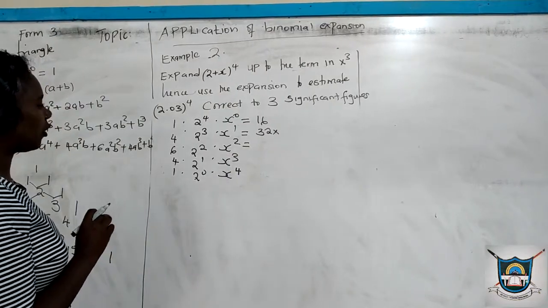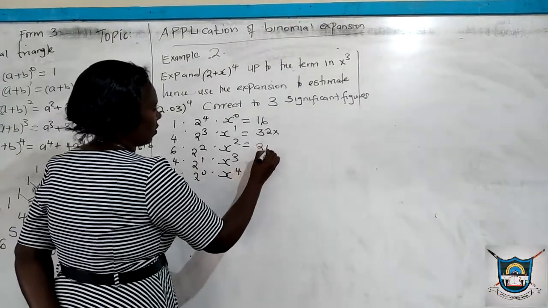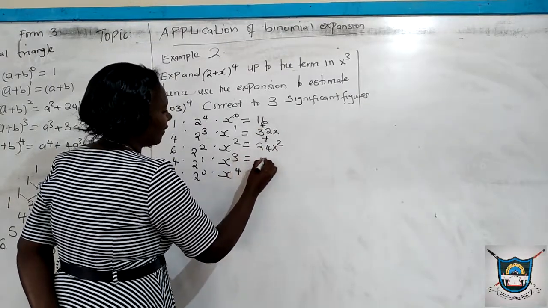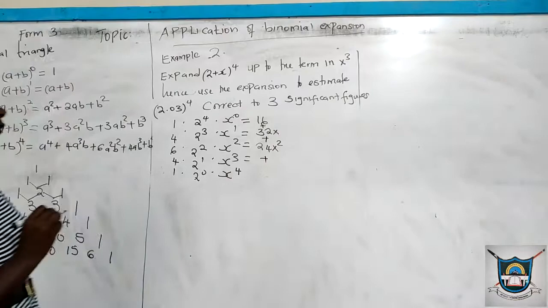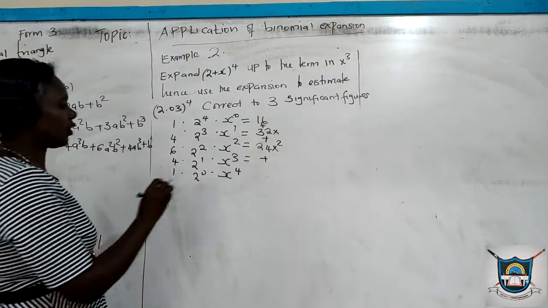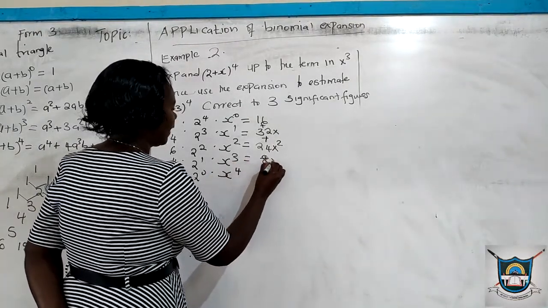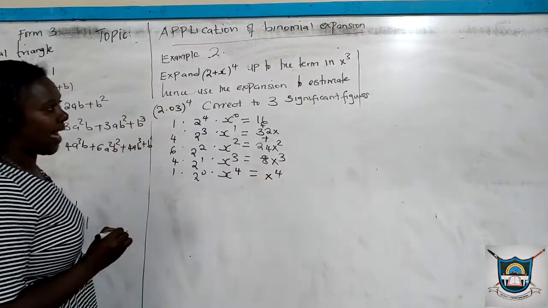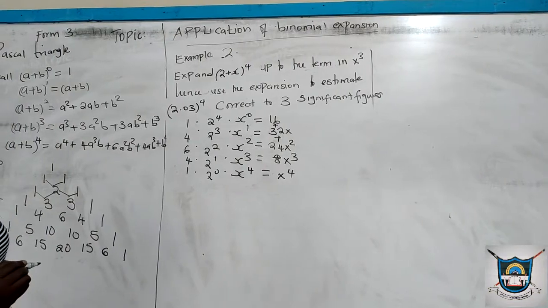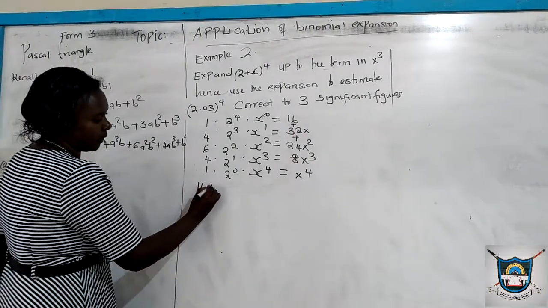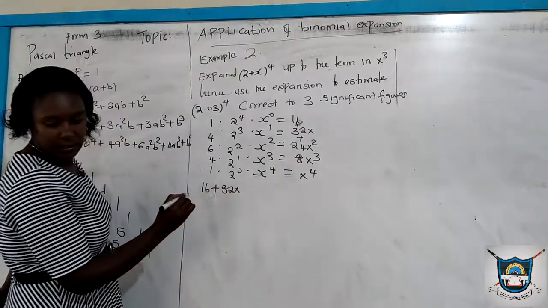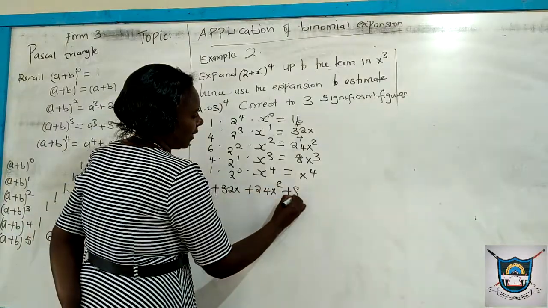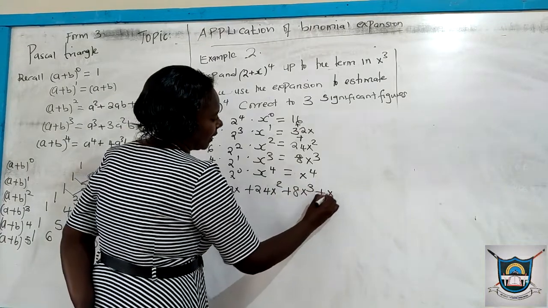2 to the power 2, 4 times 6, 24x squared. This is addition, so we are going to add everything. Plus 4 times 2 times x cubed, we will have 8x cubed, and the last one will be x to the power 4. So our answer is 16 plus 32x plus 24x squared plus 8x cubed plus x to the power 4.